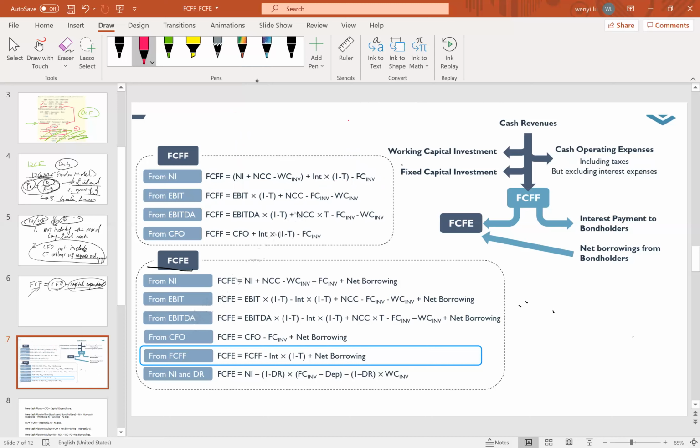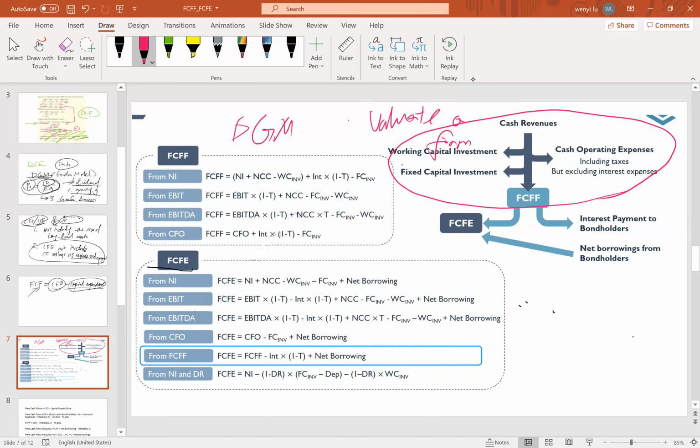So this model, first, it is very good. It helps us to evaluate a firm. You can see our dividend growth model, DGM, can only evaluate equities, or stocks. But with our free cash flow models, first, you can evaluate a firm directly. So this one is much better.